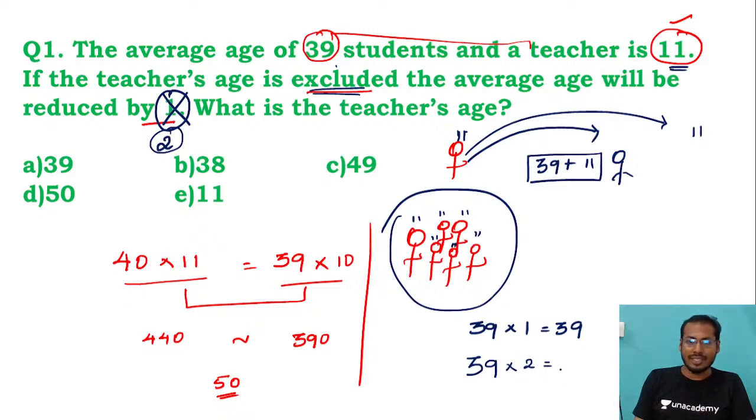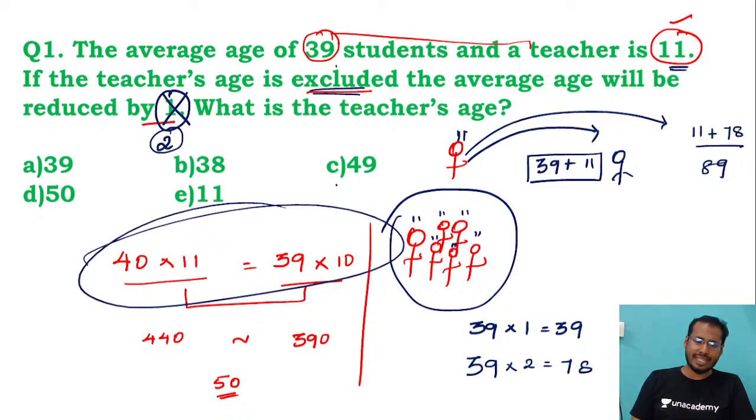39 into 2 is what? 78. If one 11 went out, 78 years came with that person. So 78 plus 11 is what? 89. Very good, Manoj Prabhakar. 89 is the right answer. Now everybody got it? Can we move to some problems on the same concept? Without using pen and paper or this equation, we can get the answer.